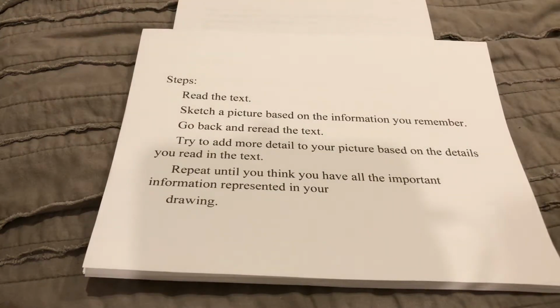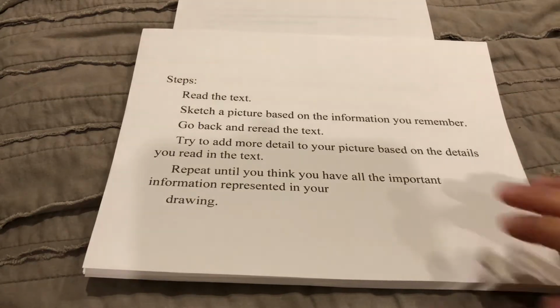The steps to my strategy are to first read the text, and then after you're done reading the text, sketch a picture based on the information you remember. Then go back and reread the text and try to add more detail to your picture based on the details you read in the text. And then you repeat until you think you have all the important information represented in your drawing.